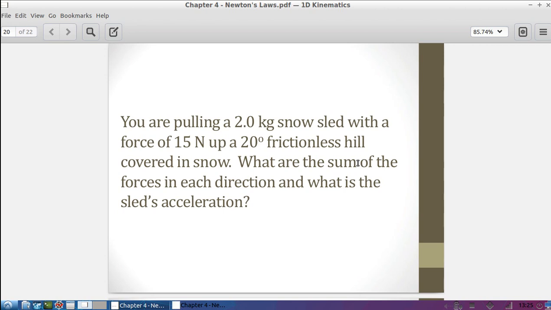Alright, so you're pulling a 2 kilogram snow sled. This is a little bit different than the stoplight because I'm giving you the mass of the object. So we're going to have to use m times g to calculate the weight force on the sled. So you're pulling the snow sled up with a force of 15 newtons up a 20-degree frictionless hill. So that's the angle of the incline. I'll draw a picture and a free body diagram. What are the sum of the forces in each direction? And what's the sled's acceleration? So we need F net in the x, we need F net in the y, and the acceleration.